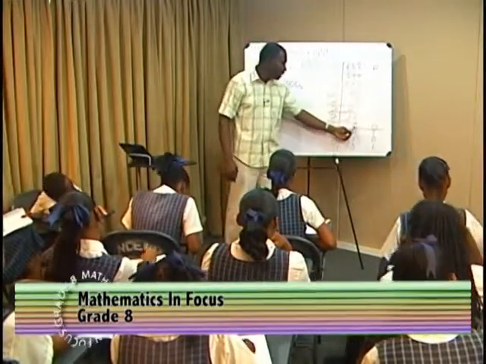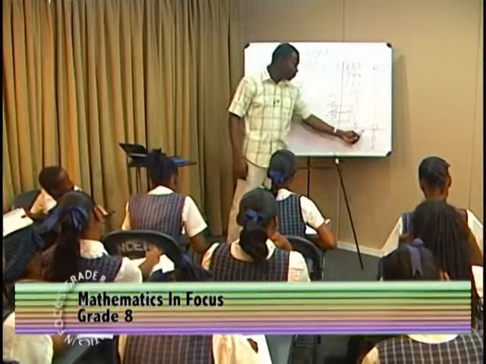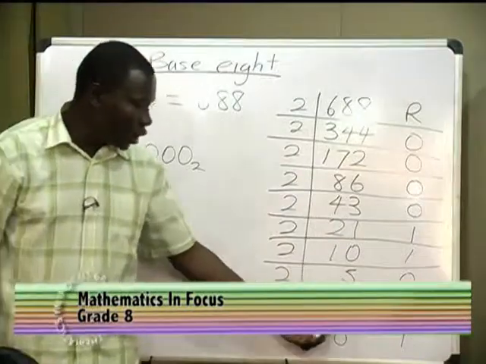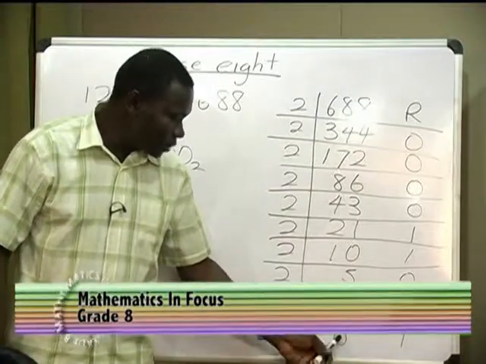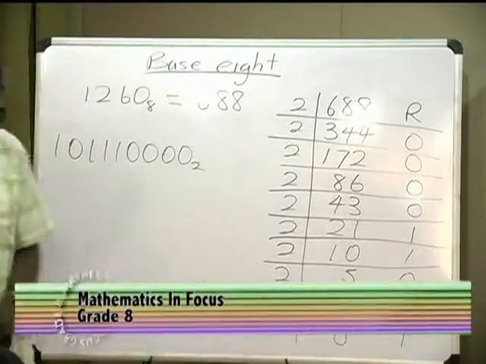2 into this, 5, no remainder. 2 into 5, 2 twos, 4, 1 remainder. 2 into 2, 1, no remainder. 2 into 1, 0, sorry, and 1 remainder.